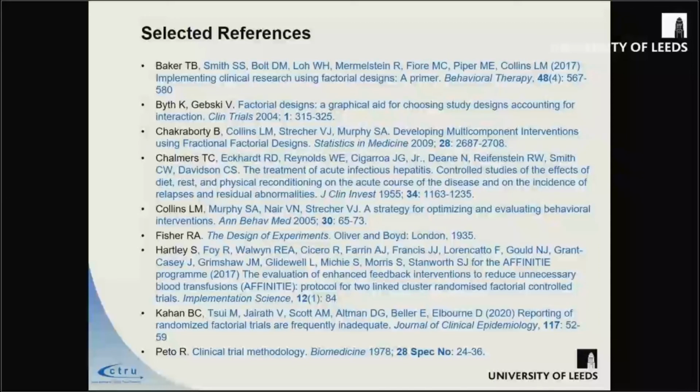Thanks very much, Becky. That was fascinating. I'm thinking about interactions, and I suppose thinking about interactions in the widest possible way. And looking at Chalmers' paper there from 1955, acute infectious hepatitis. Obviously at that time we didn't really have a very good understanding of infectious hepatitis as we do now, with advances in virology and so on. And I'm guessing, because I haven't read the paper, diet and rest were the 2 interventions that were applied. Yes.